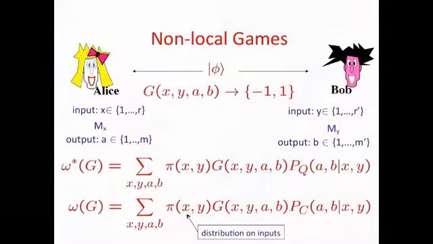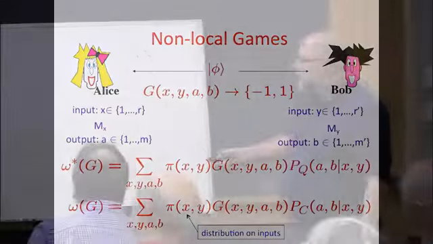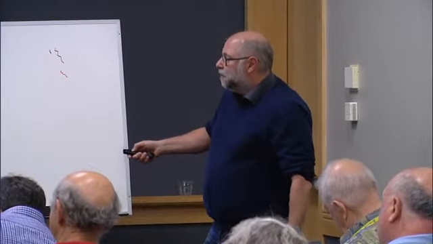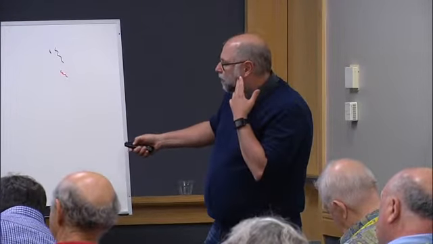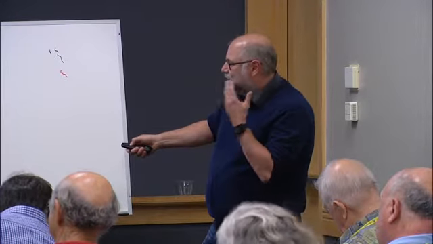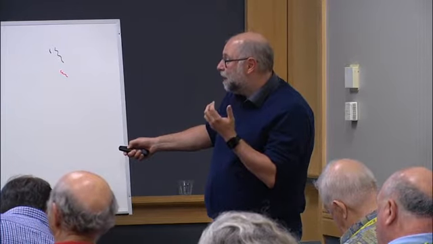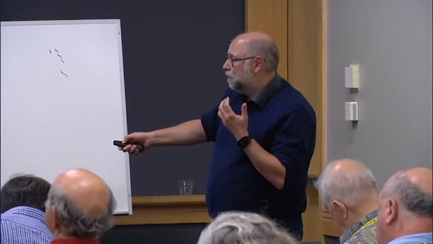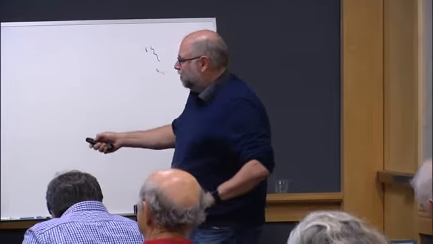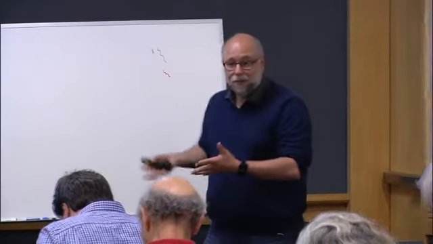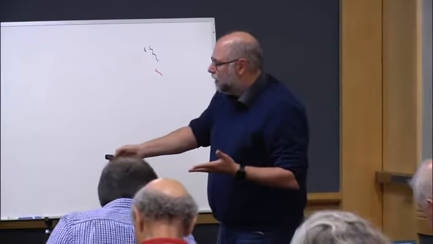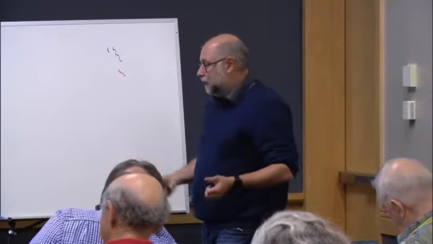And when you write down the value of this game, it's an average over all inputs x, y, and outputs a, b, and you compare how well you scored in relationship with this game matrix, and there's also some input probability on your x and y. But don't worry too much. Think of omega star as the quantum value of this game. How well can you play it quantumly? And omega is how well can you play it classically.